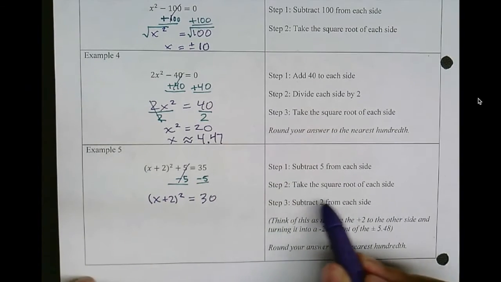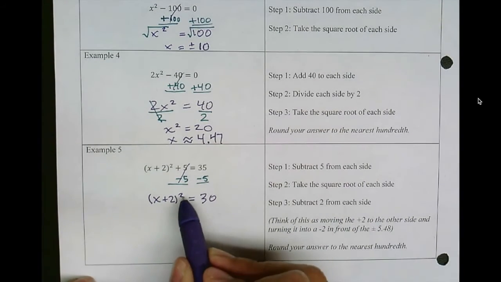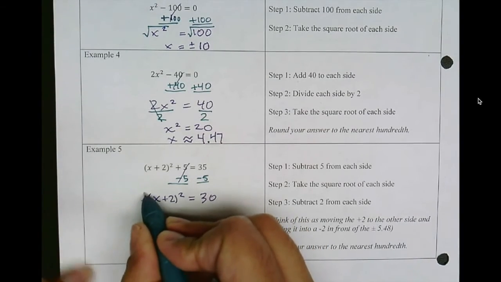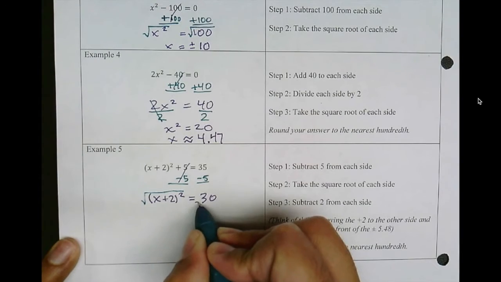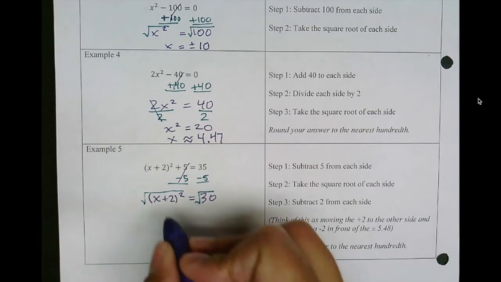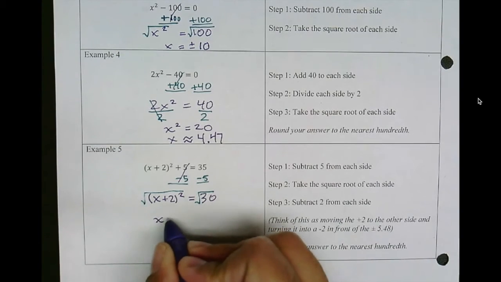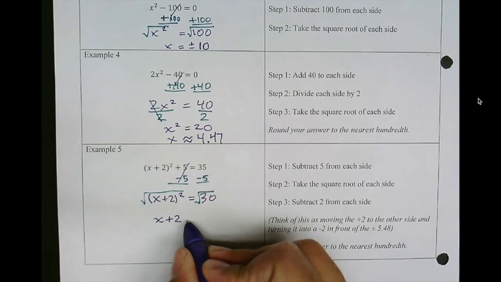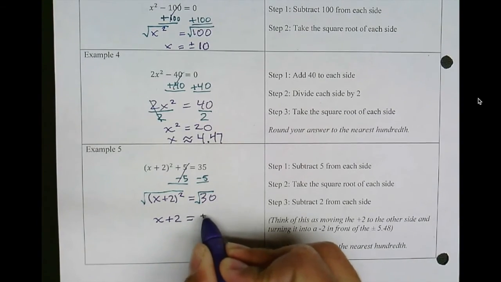Now, our second step is to take the square root of each side. We're trying to get rid of this square, power of 2, and we do that again by doing the inverse, which is square rooting. So when we take the square root, this side simply becomes x plus 2 because the square root cancels the power of 2. And on this other side, we get plus or minus.